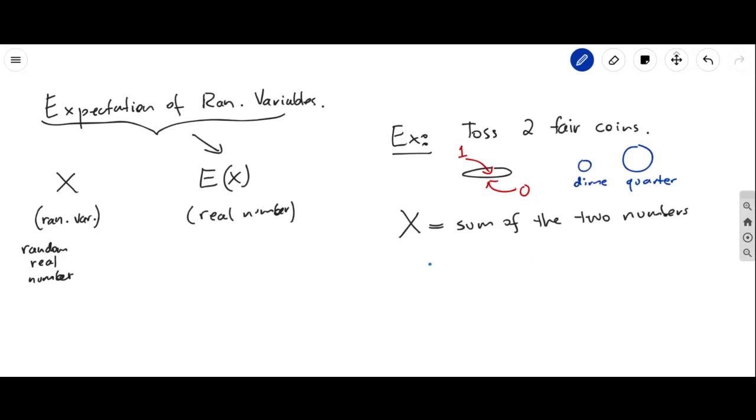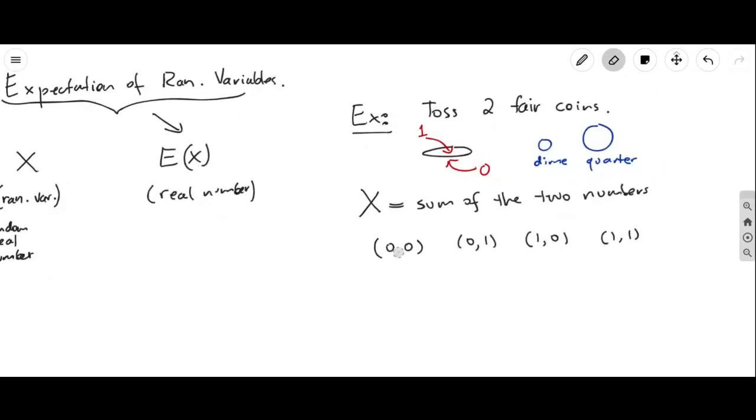So when we write, let's say, (0, 0), then the first 0 represents the outcome on the dime, and the second 0 represents the outcome on the quarter. So you have 4 possible outcomes here. And they all happen to be equally likely, by the way, because these are fair coins. And if you check what X is equal to, on this outcome, X is 0. On these outcomes, X is 1. And on this outcome, X is 2.